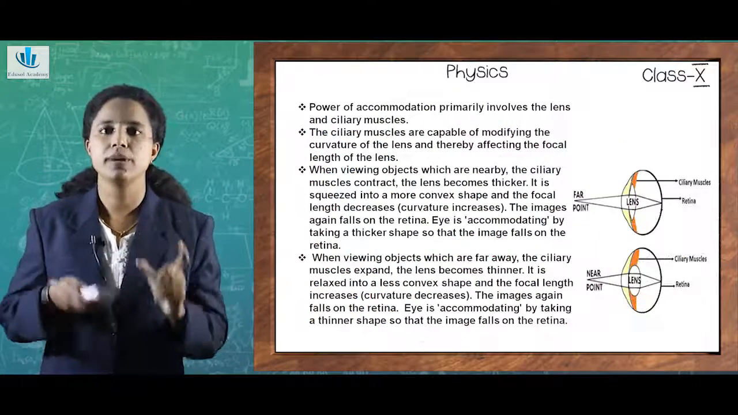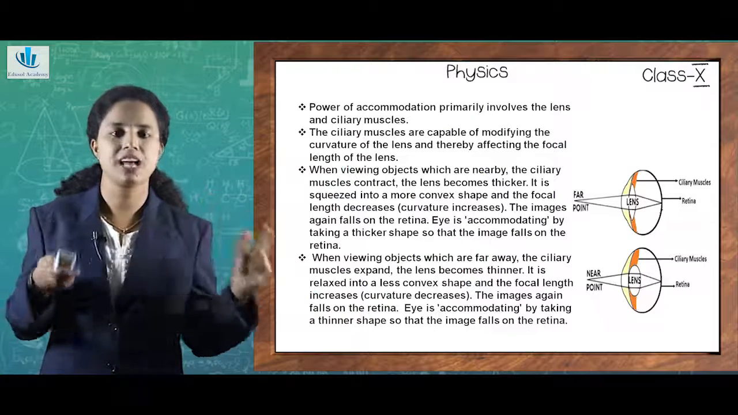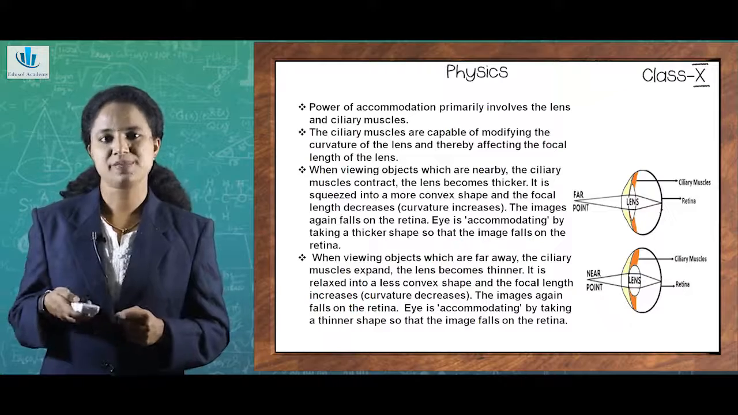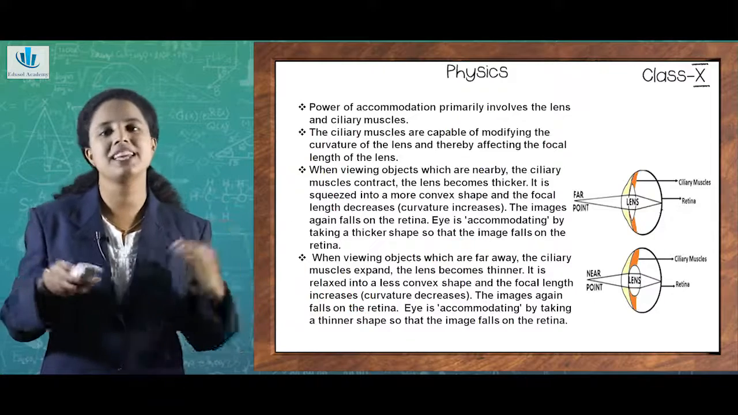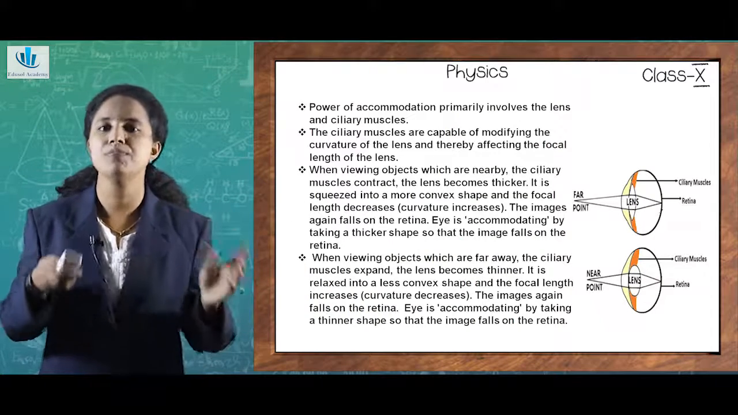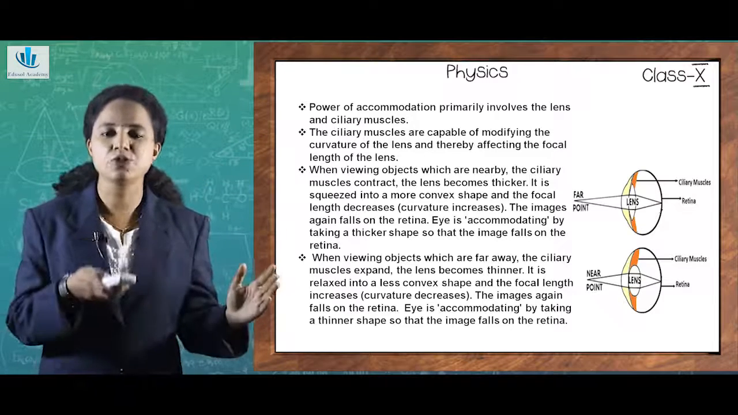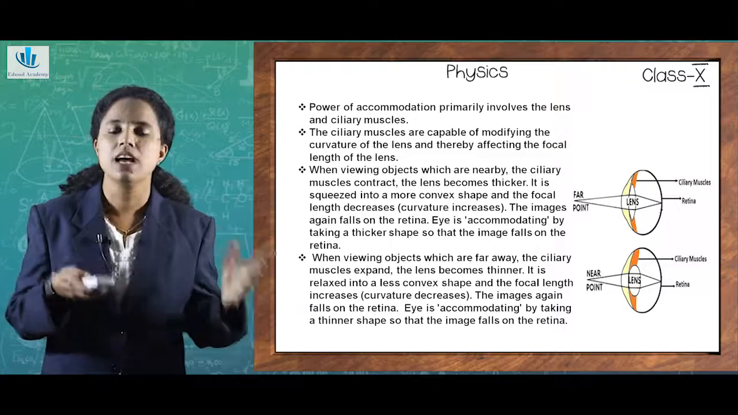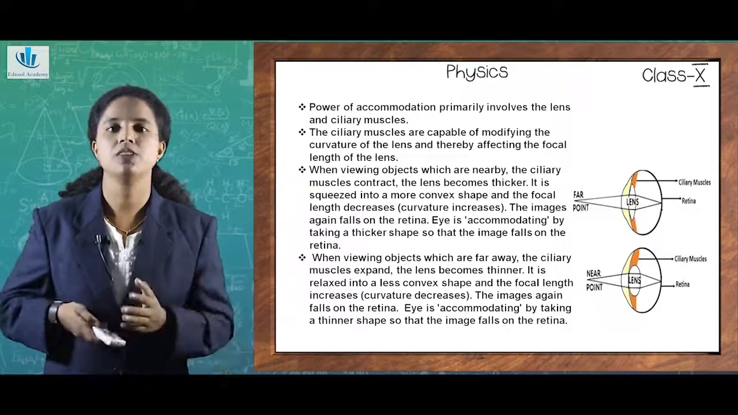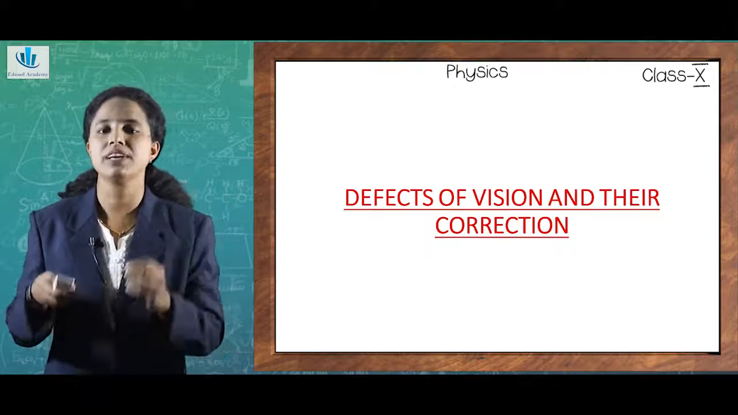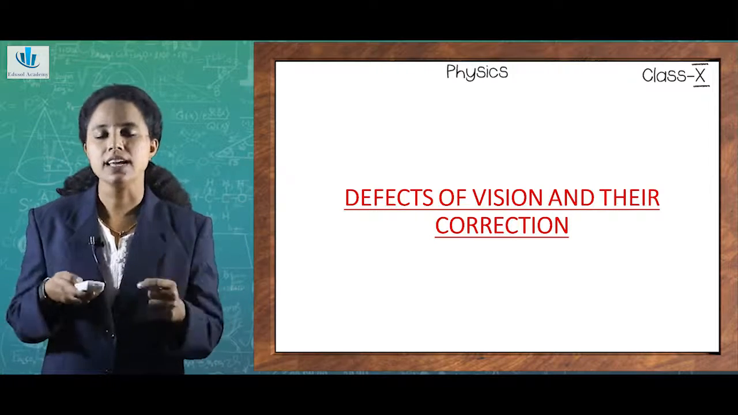So the power of accommodation mainly includes, as we have already discussed, the eye lens as well as the ciliary muscles. We have already told how ciliary muscles are capable of modifying the lens curvature, which finally leads to a change in focal length as well as formation of the image on the retina. So now we have to analyze what are the defects of vision and their correction.